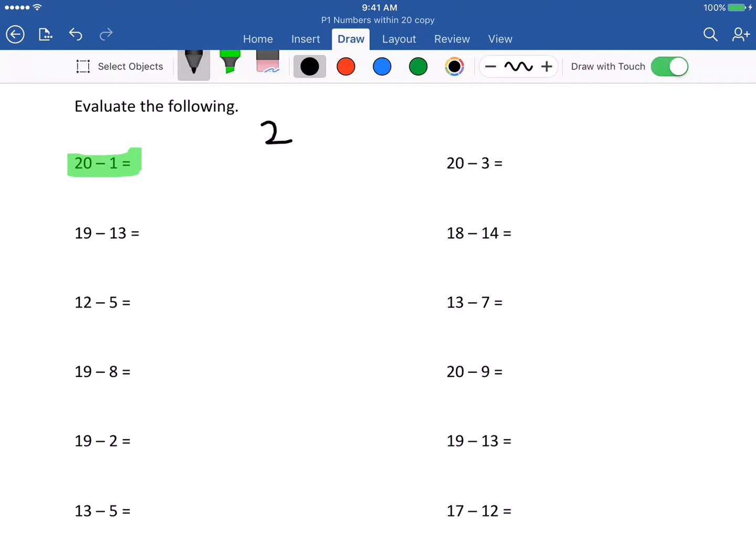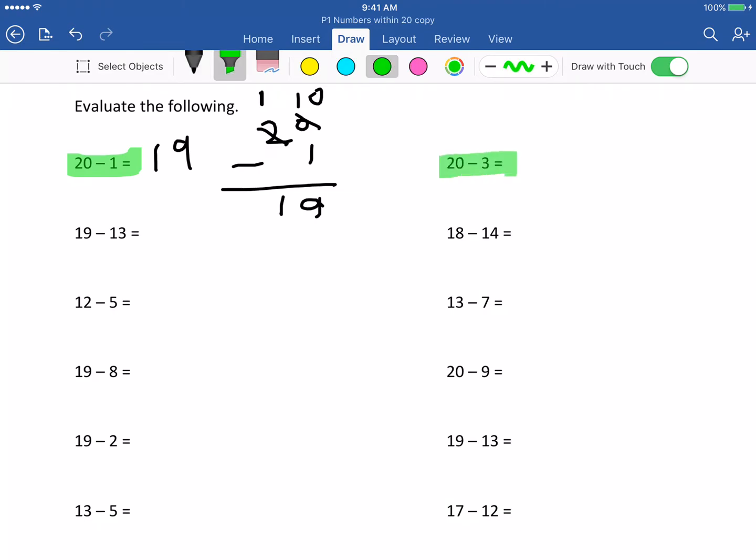So we can just take 20 minus 1. Can 0 minus 1? We can't, so we need to borrow 1 from the 2, and this becomes 10. 10 minus 1 is 9, so it becomes 19. For those who can do it mentally, that would be good. For those who require working, please go ahead. 20 minus 3, mentally, will be just 17.